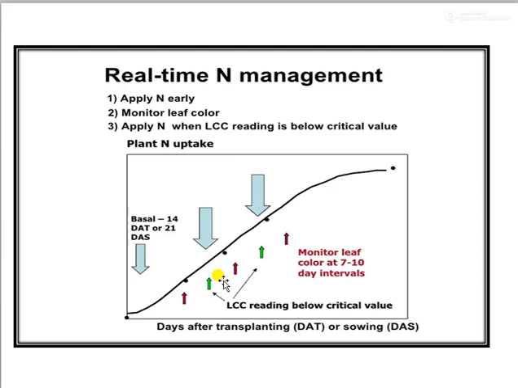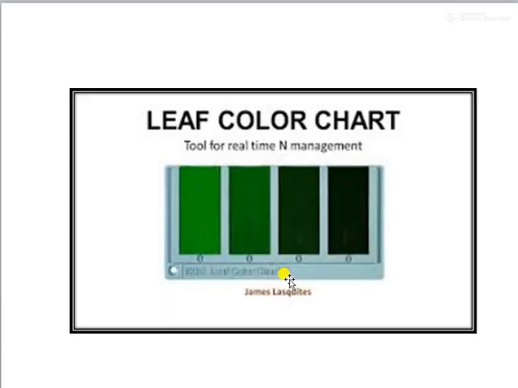This is the real time nitrogen management. You have to apply nitrogen as per demand and supply. That is, demand is more in the vegetative stage as well as the reproductive stage. This is the ideal stage of the crop at which nitrogen should be applied in real time, as per the need of the crop. Next one, this is a leaf color chart as a tool for real time nitrogen management.